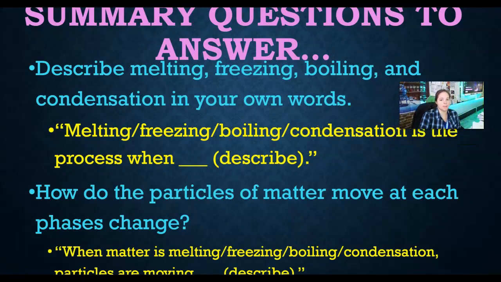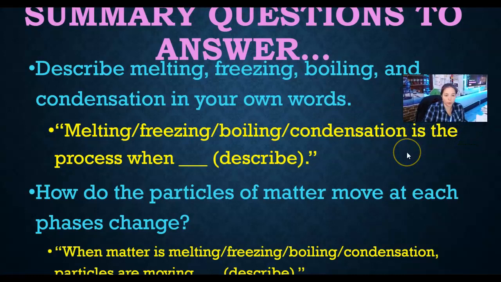All right. Summary. Describe freezing, melting, boiling, and condensing in your own words. So melting is the process when a solid goes to a liquid. Freezing is when a liquid goes to a solid. Boiling is when a liquid goes to a vapor. Condensing is a vapor going to a liquid.